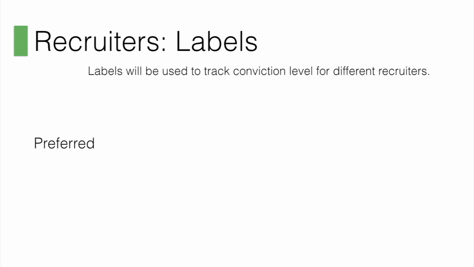So for the recruiters board, labels will be used to track the conviction level for different recruiters. Just like with opportunities, you may not be as interested in some opportunities as others. The same with recruiters. You might be more excited to work with some recruiters than others. So even if on your list of recruiters that you want to work with, maybe you've got 10 people there, maybe you're really only interested in working with 3. So for that, I've created a label called preferred, and you can mark a card, these 3 cards out of the 10, with the preferred label, and that'll just give you a visual representation of those particular cards of those recruiters that are your preferred.